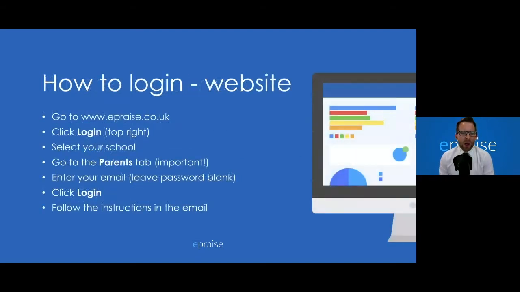Okay, so how to log in on the website, it's really straightforward. You go to epraise.co.uk. You click on login, you select your school, you go to the parents tab, and that's really important. You then enter your email, leaving the password field blank, and click on login, and Epraise will send you some instructions in an email. Now, obviously, this is a recorded webinar, so if you forget this, you can always go back to it under the live events under the home menu. And this is also written in our login guide.